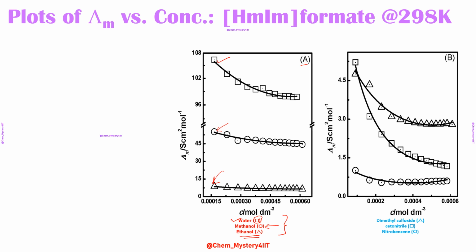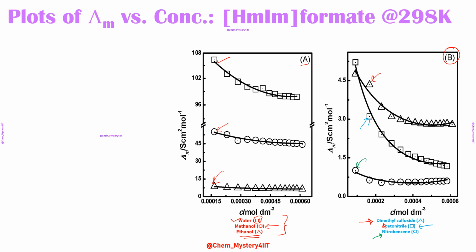On the right, in diagram number B, we have some aprotic solvents. We have dimethyl sulfoxide, shown with this delta sign over here. We have acetonitrile, shown with the square in this curve, and also we have nitrobenzene, shown with the circle over here.